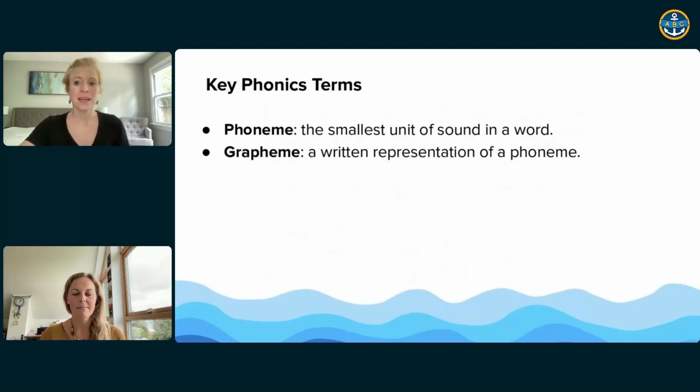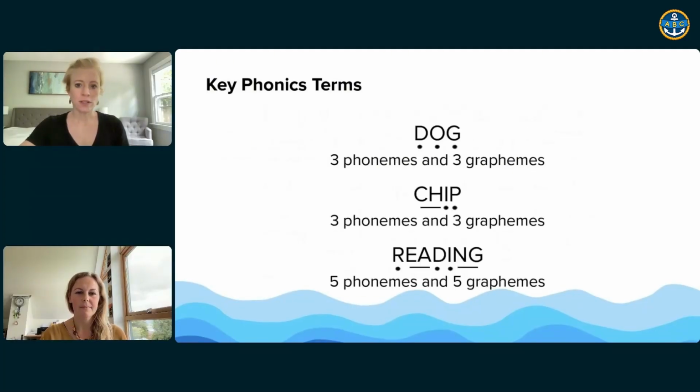word that. Now, have a look at these 3 words. We have dog, chip, and reading. You will see that dog has 3 phonemes, 3 graphemes, or 3 what we call GPCs. A GPC stands for grapheme phoneme correspondence. However, look now at the word chip. We have the two letters, C and H, which make the single phoneme ch. So even though the word has 4 letters in it as a whole, it actually only has 3 phonemes and 3 graphemes, or 3 GPCs.